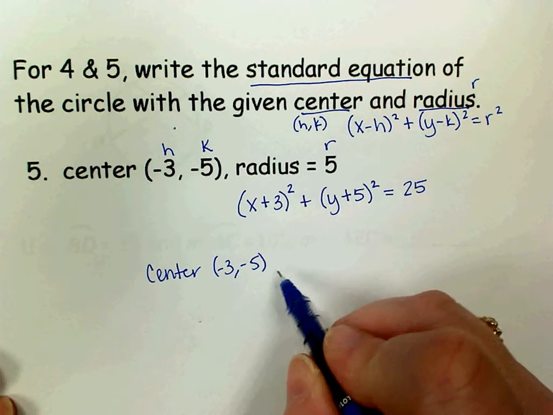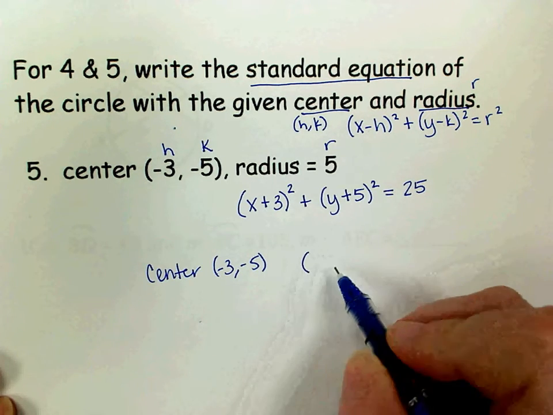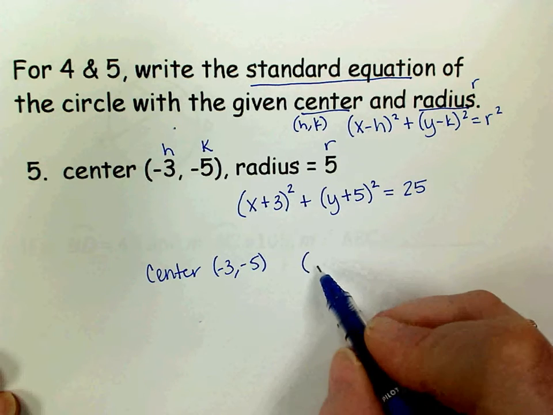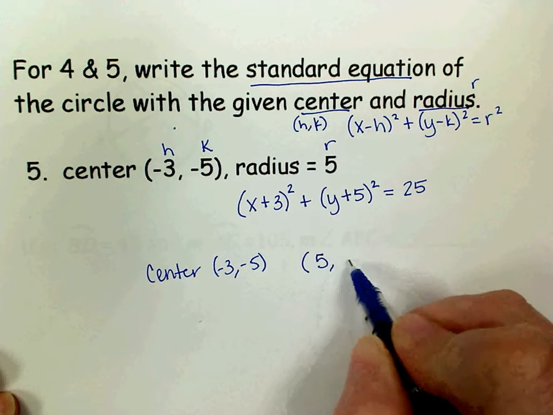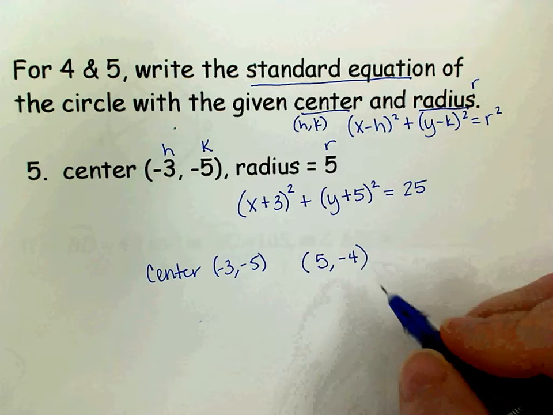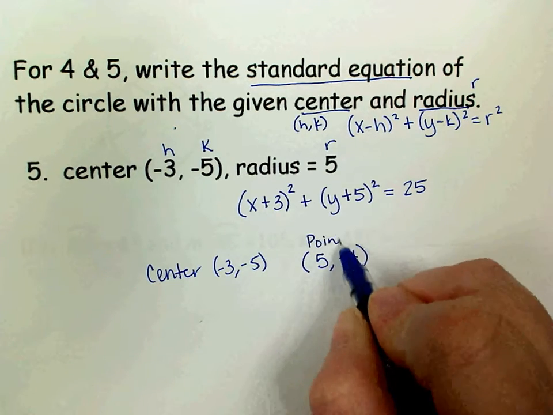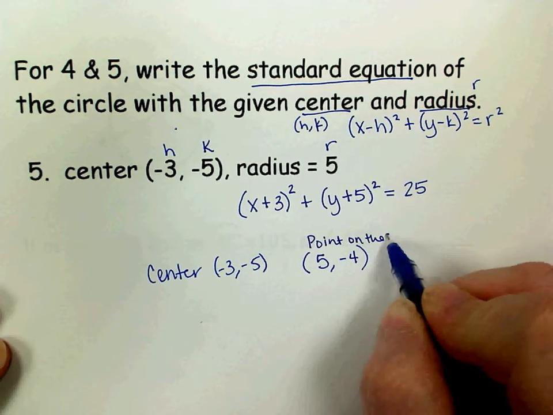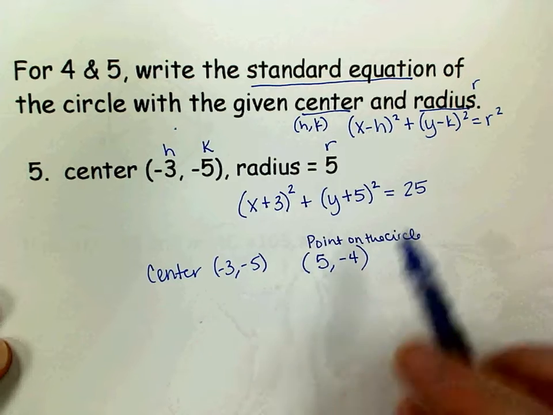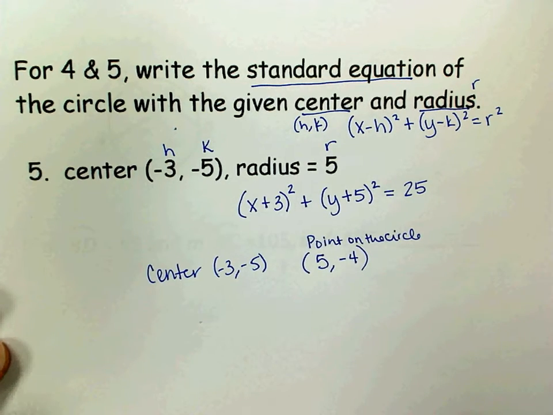So I'm not going to use the same radius. I'll just make up a point on the circle. Let's say the point on the circle is 5, -4. I'm just making that up. So this is a point on the circle, and we're given the center. And you're still asked to write the standard equation of the circle.